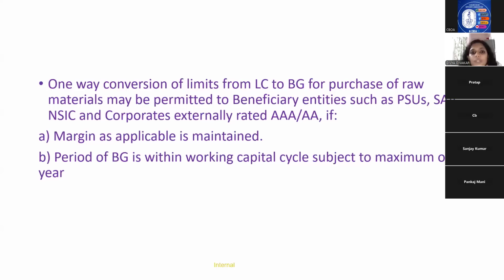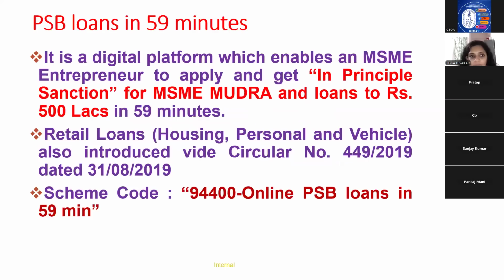One-way conversion of limit from LC to BG for purchase of raw material may be permitted to beneficiaries such as PSU, sales, NSIs, and corporates externally rated AAA or AA, if the margin is properly maintained. The period of BG is within the working capital cycle, subject to a maximum of 1 year.